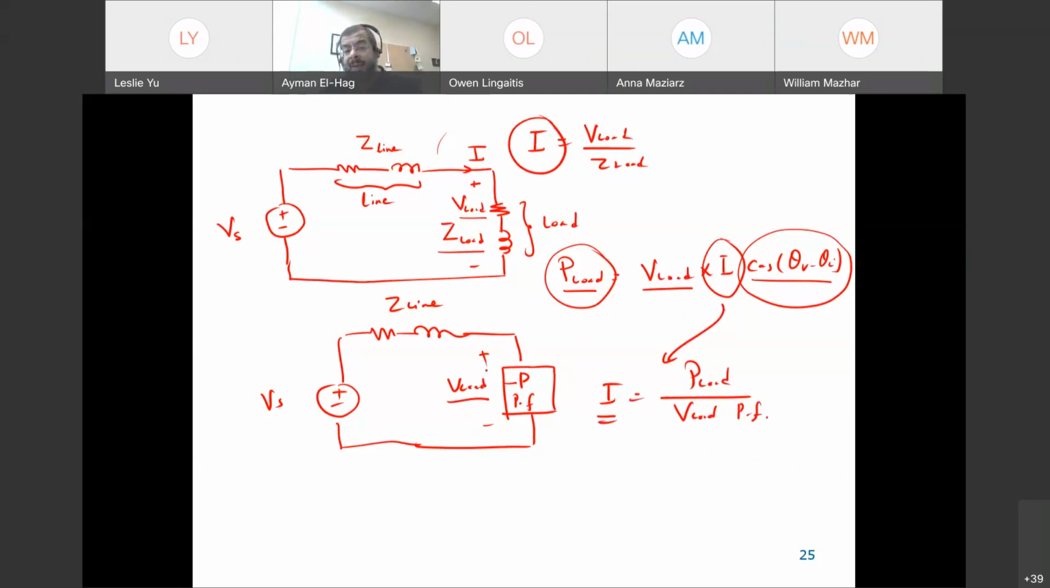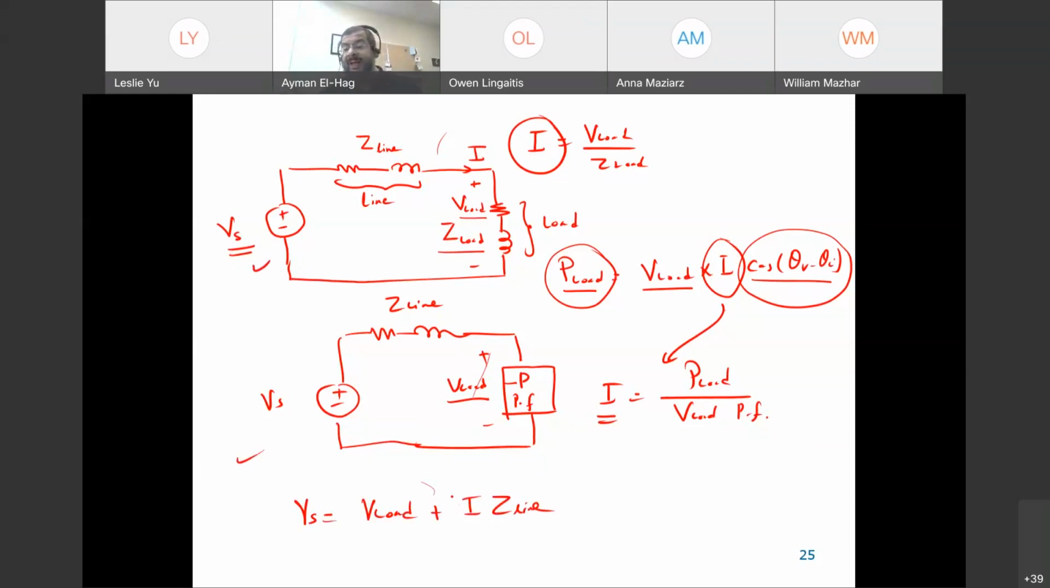Once I know I, and this voltage is known, I need to find this voltage drop, and then I can find Vs. So in both cases, your Vs will equal the V at the load plus I times Z line, either in this approach or in that approach.